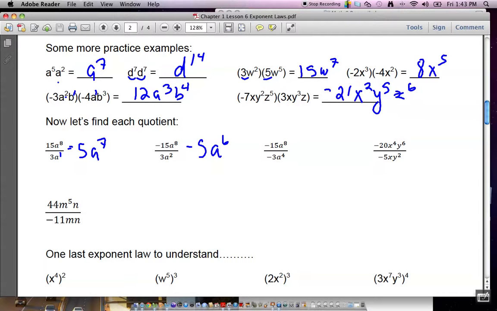What do we got? Positive 5a to the 12th. No, not to the 12. It's 5a to the 4th. Very good. Remember, if we're dividing, we subtract those exponents. Okay, let's try the next one.